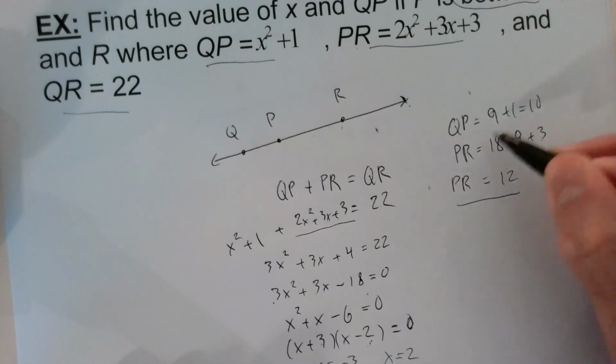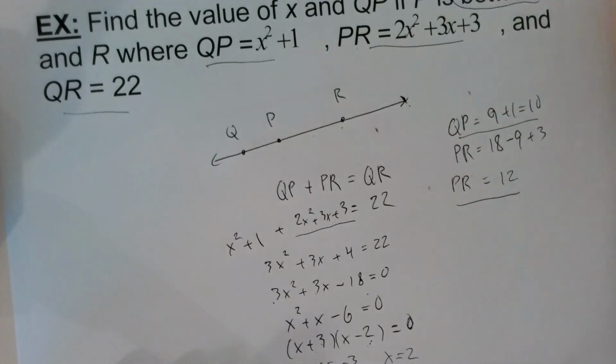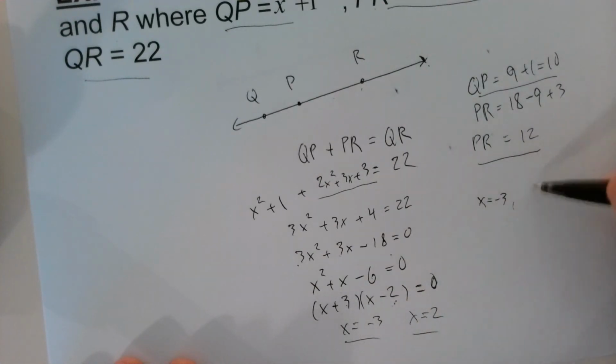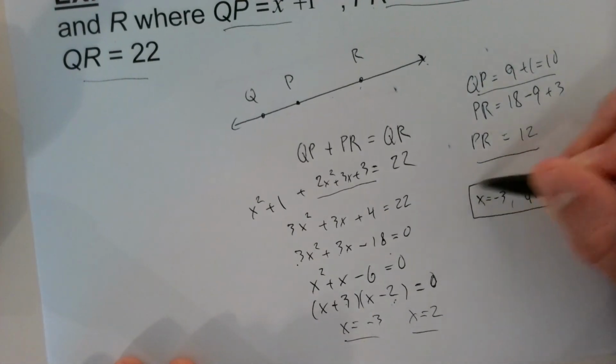Okay, so we get two different answers. They wanted us to find QP and the value for x. So x equals minus 3, QP equals 10. There's one answer.